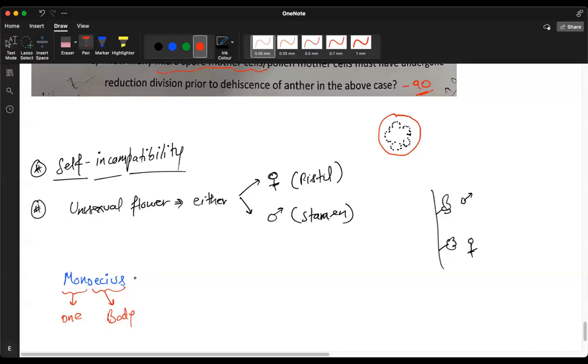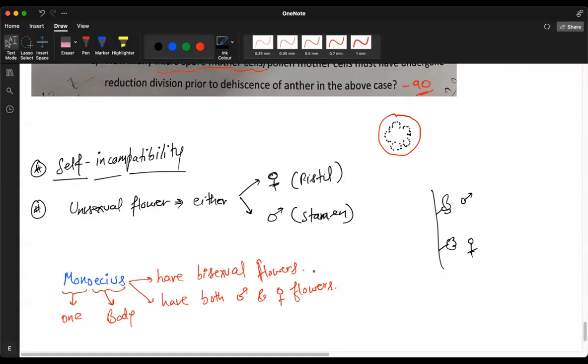So monoecious plants have either bisexual flowers, that is one way to have both the sexes on the same body, or they can have both male and female flowers. Is that clear? Yes. So the moment I say this species has bisexual flowers, what should come to your mind is that this species is monoecious, because both the sexes will be present on the same plant then.